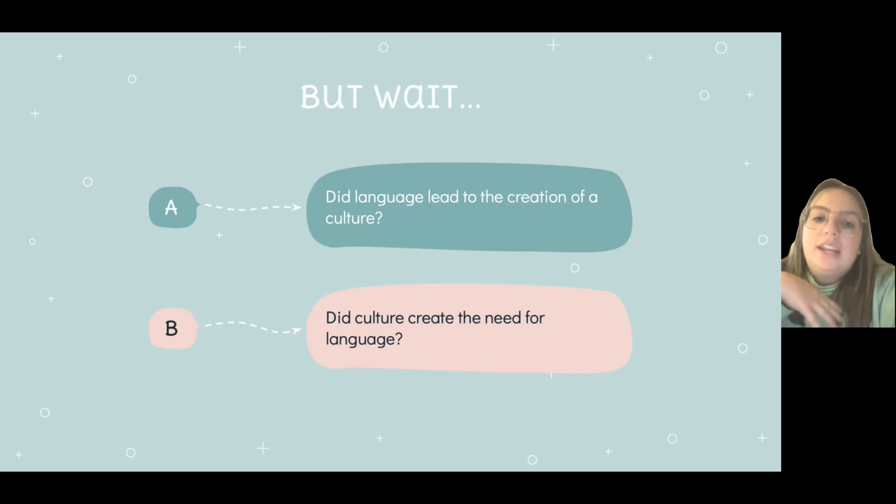We knew that we needed companionship. We knew that we needed food. We needed a way to communicate these things. So I truly believe that culture created the need for language.